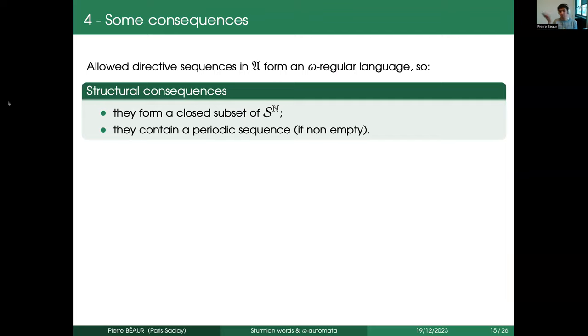Does it have consequences? Yes, obviously. First, if you look at the allowed directive sequences, you'd see that the allowed directive sequences of Sturmian words will describe a weak omega automaton. So it has some funny conditions, like the set of allowed directive sequences forms a closed subset. And also, it needs to have a periodic sequence in it. What is the consequence? If an omega automaton accepts a Sturmian word, it accepts a morphic Sturmian word.